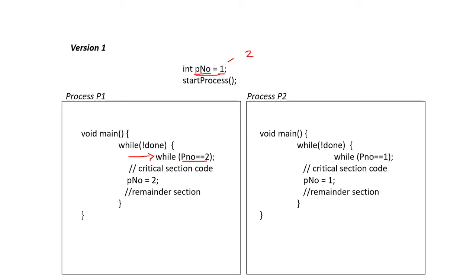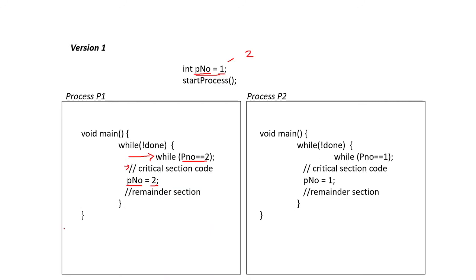Now by default it was initialized to 1, so this evaluates to false, and now p1 will be executing in the critical section. After it is done executing in the critical section, it will change the value of the variable p number to 2, indicating this can now be process 2's turn to enter into the critical section. Next it will execute the remaining lines of code, and finally it will exit.